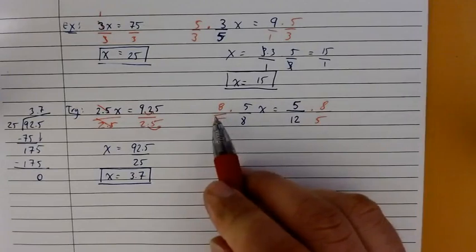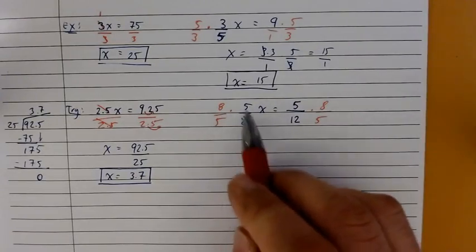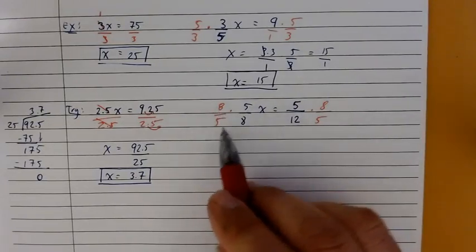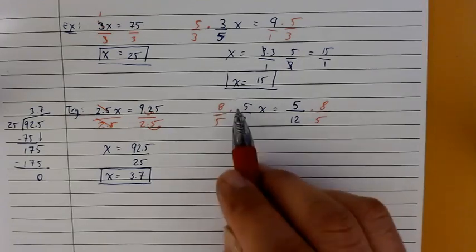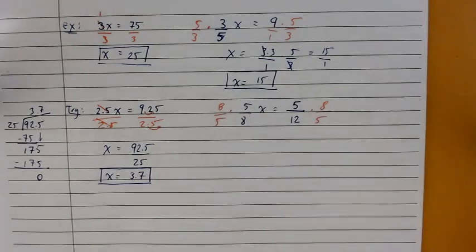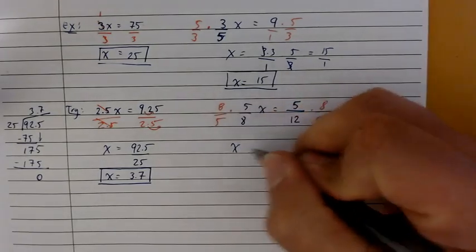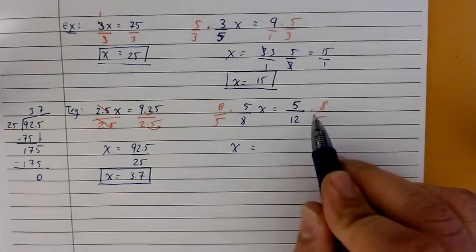So here we go. We're going to go ahead and multiply both sides by the reciprocal of this fraction, because here 8 times 5 is 40, 8 times 5 is 40. Hey, 40 over 40, that's just the number 1. That's what I want. I want 1x. So 1x is equal to, here let's see if we can't simplify.